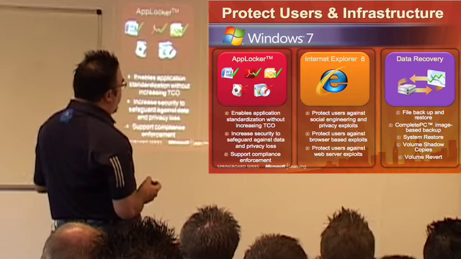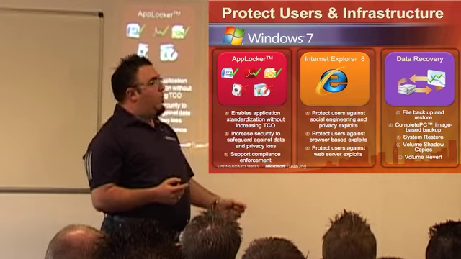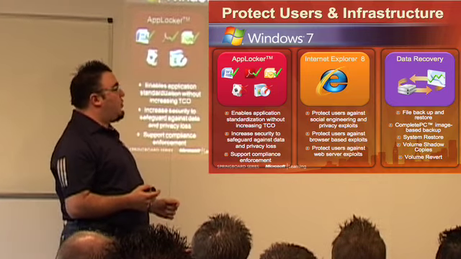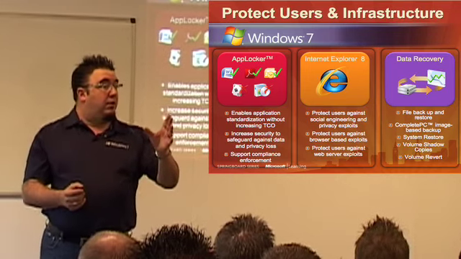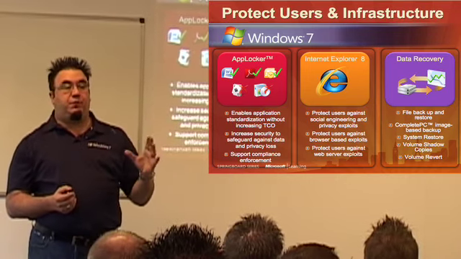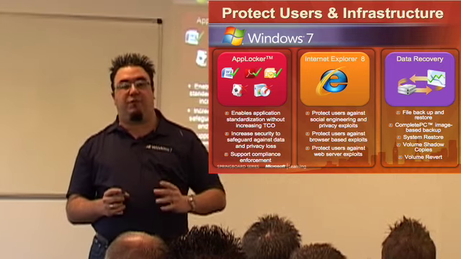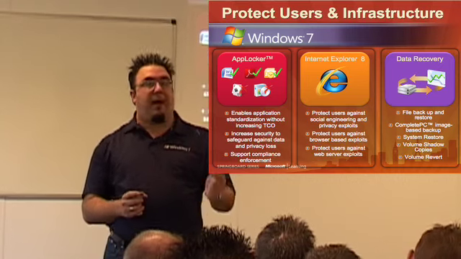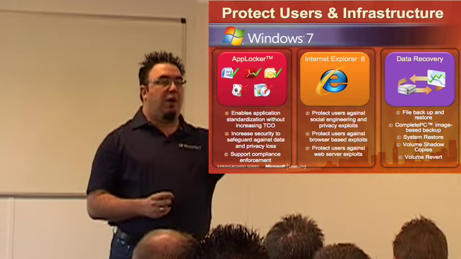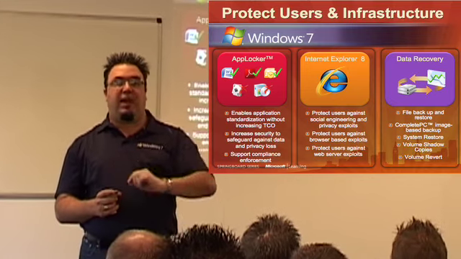We've added AppLocker, which I'll show you a demo of in a few moments, IE8, and data recovery, where we can do a file backup and restore or make a complete image of that PC. And since Windows 7 supports boot from VHD, you can not only make an image of that PC, but turn it into a VHD and then boot from that. I love the fact that on my laptop I can boot into Server 2008 or boot into Windows 7. And it's not a dual boot, it's a boot from VHD.